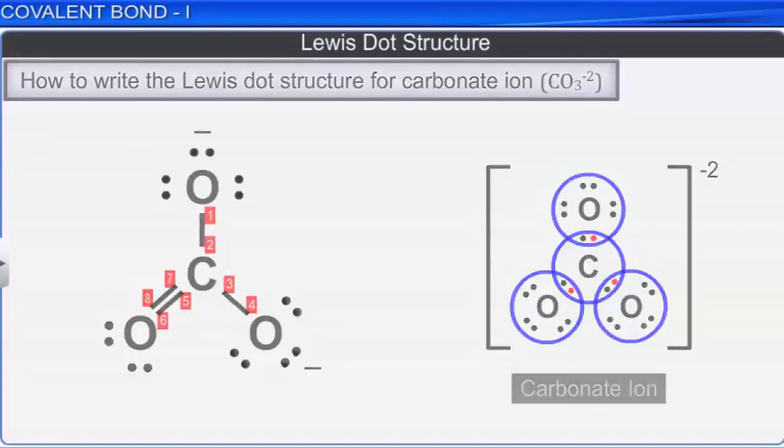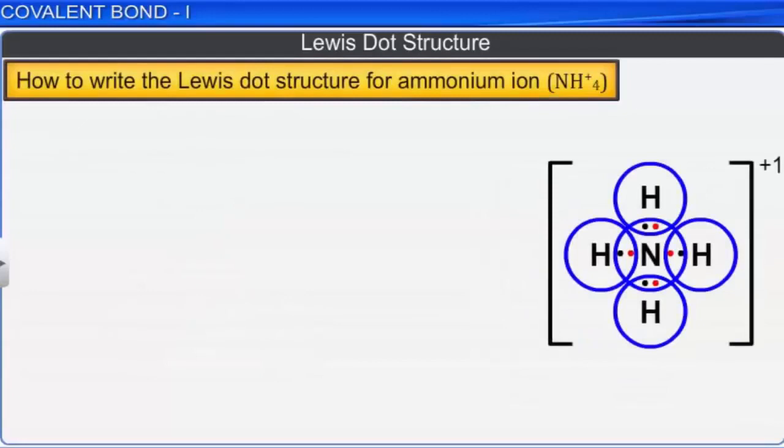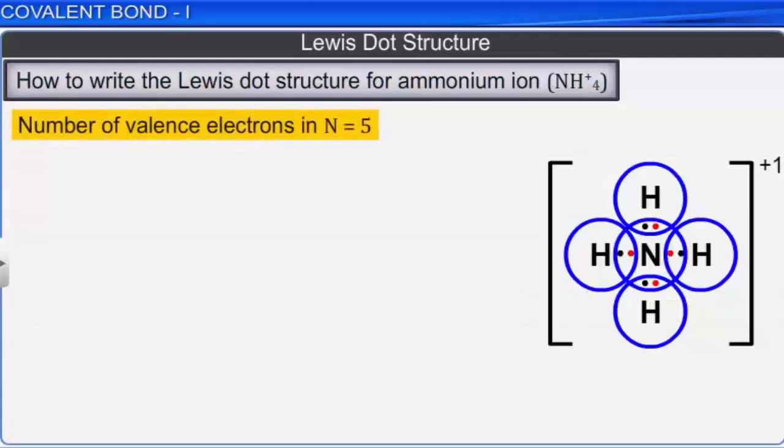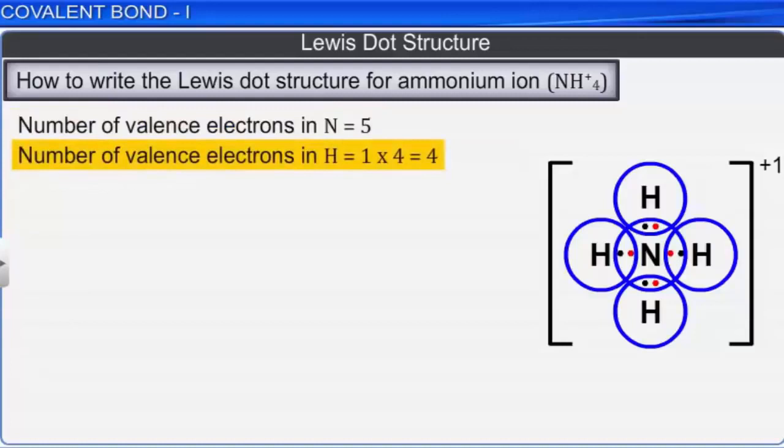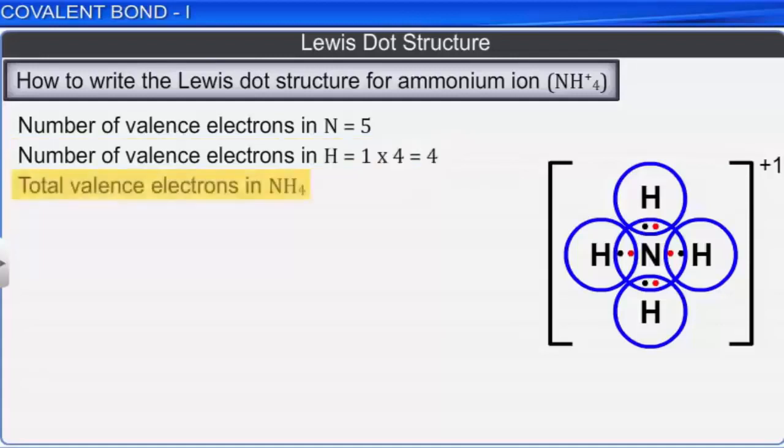Now let's see how to write the Lewis dot structure for ammonium ion. First, let us calculate the total number of valence electrons. The number of valence electrons in nitrogen is 5, whereas the total number of valence electrons in 4 hydrogen atoms is 4. And as 1 positive charge is present on the ammonium ion, subtract 1 from the total number of valence electrons present in nitrogen and hydrogen respectively.